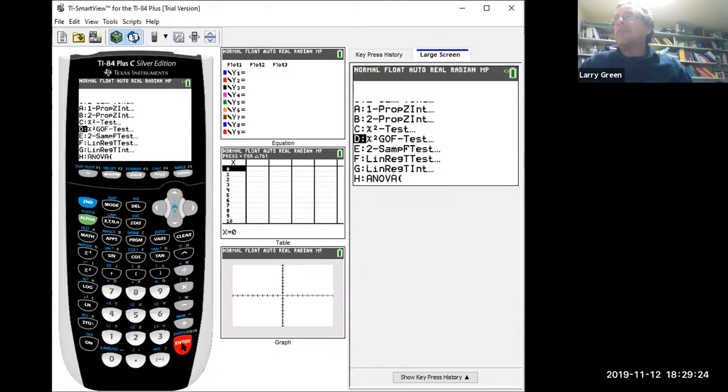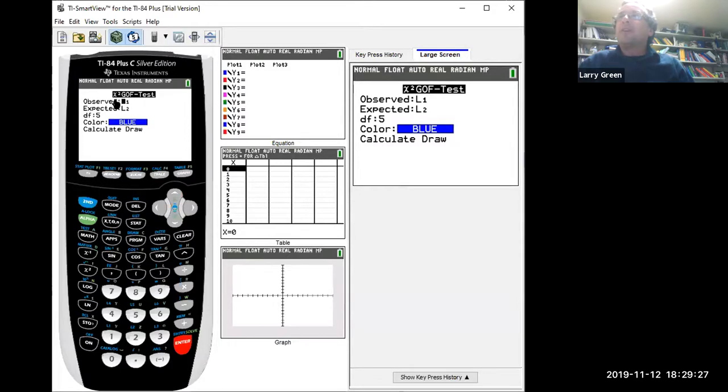Then I hit enter. The observed is L1. If it doesn't say L1, I need to put second 1. The expected is L2. If it doesn't say that, I hit second 2. DF stands for degrees of freedom. And degrees of freedom is going to be the number of categories minus 1. How many categories were there in this particular problem? There are 4. So our degrees of freedom is 3. So I type in a 3. Color never matters. And I hit enter and calculate.